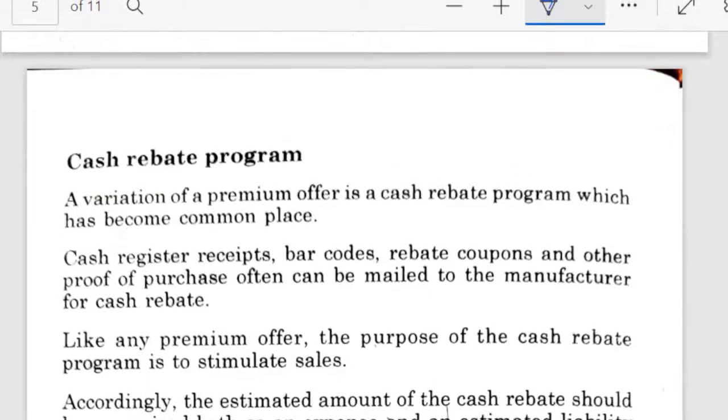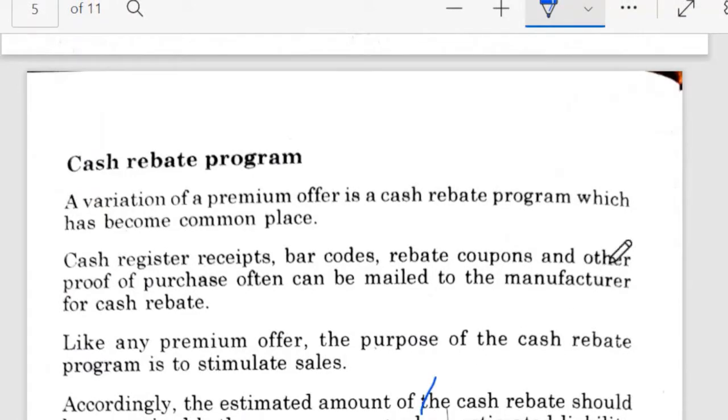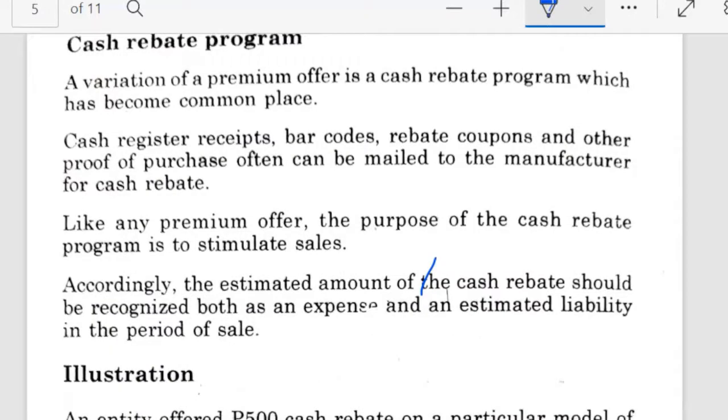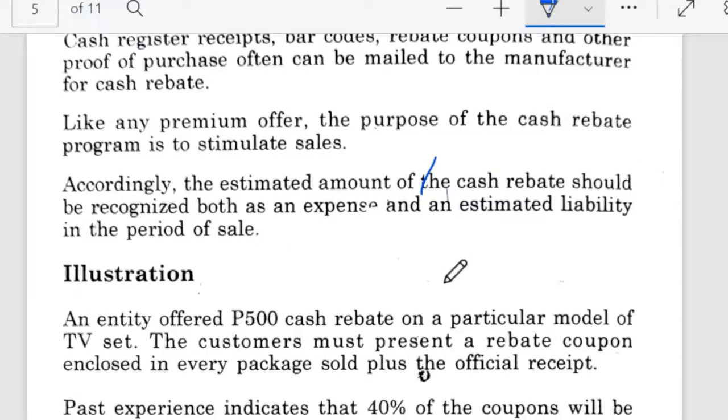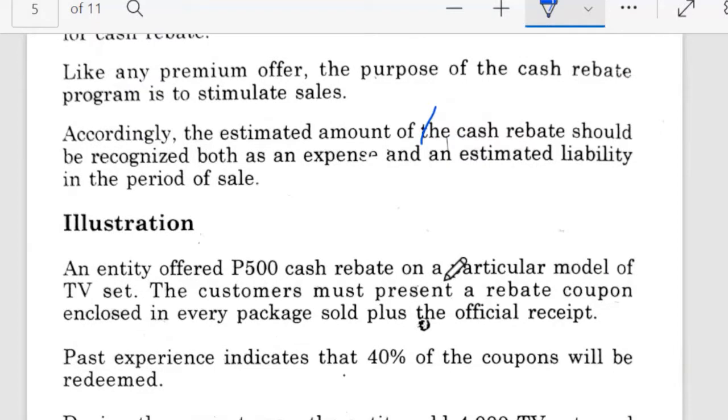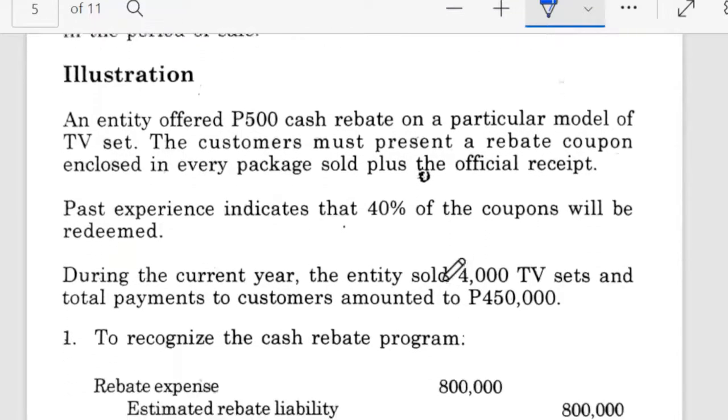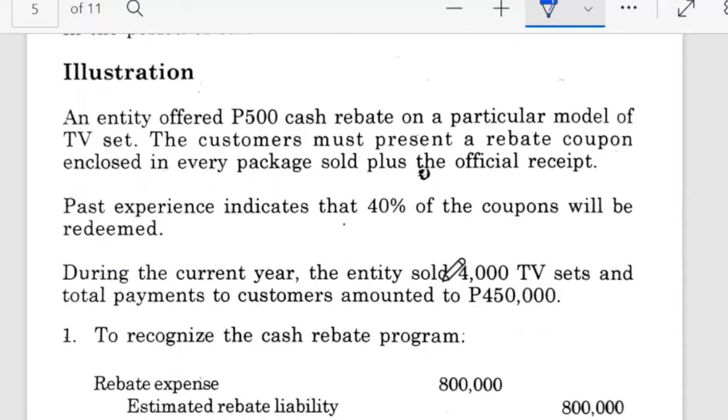So it has the same purpose as the premiums. Why is there a cash rebate program? That is to enhance or increase your sales. So you're going to offer rebates, an amount returned to your customers every time they purchase your items or goods, or take advantage of the promos of your company.